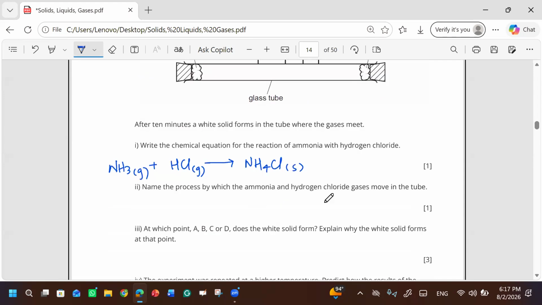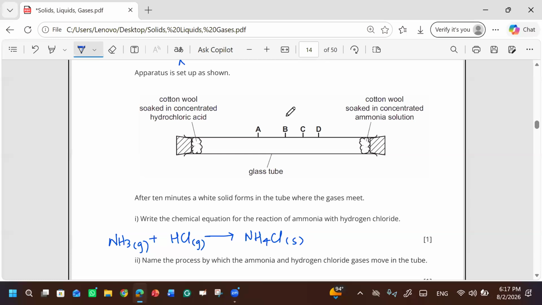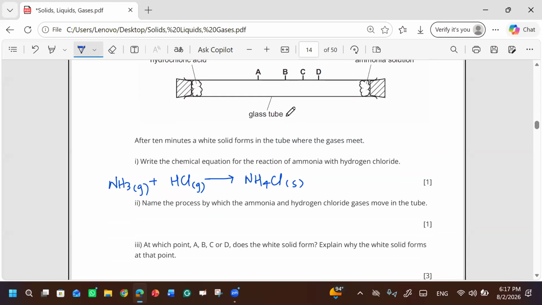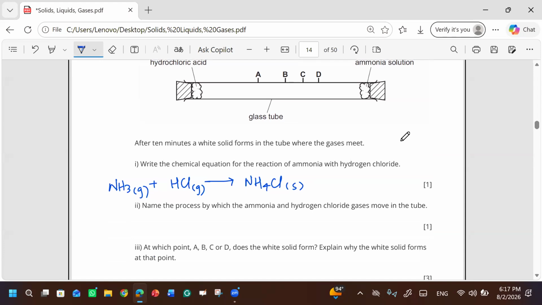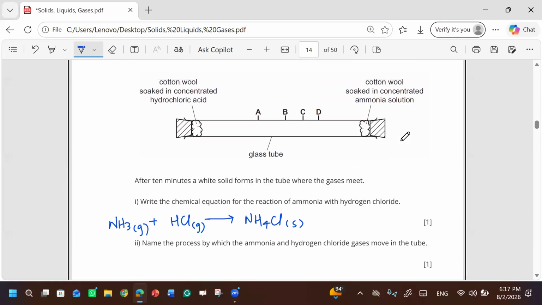Name the process by which ammonia and hydrogen chloride move in the tube. What is the name of the process? Diffusion, yes, this is diffusion. Diffusion occurs because both of the chemicals spread in the glass tube. Over here on this side, hydrogen chloride is more in concentration, so it will start to spread out.